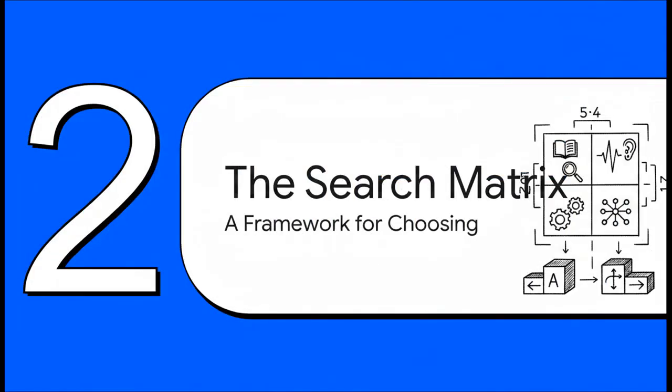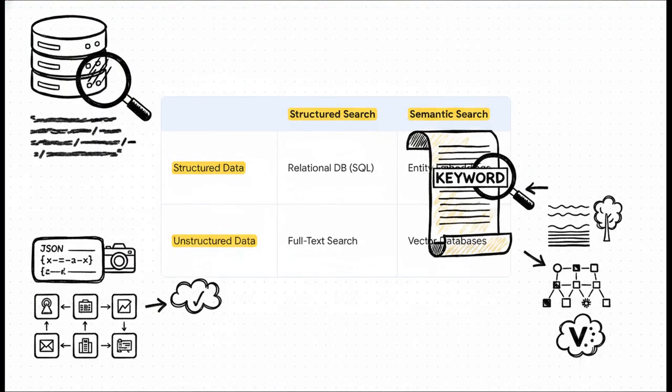Okay, so now we've got our building blocks, right? Two types of data, structured and unstructured, and two types of search, structured and semantic. Now we can put them all together. And when we do, it creates this super simple matrix that is just a brilliant framework for deciding which tool to use and when.